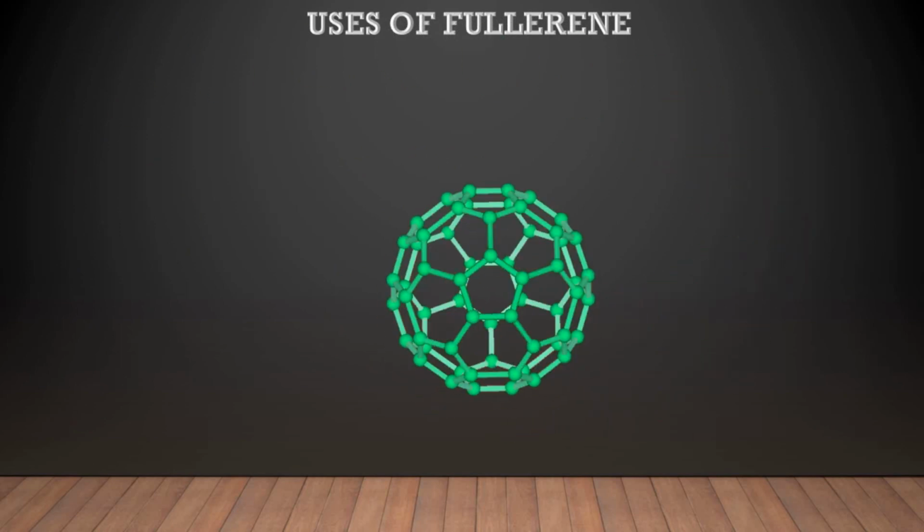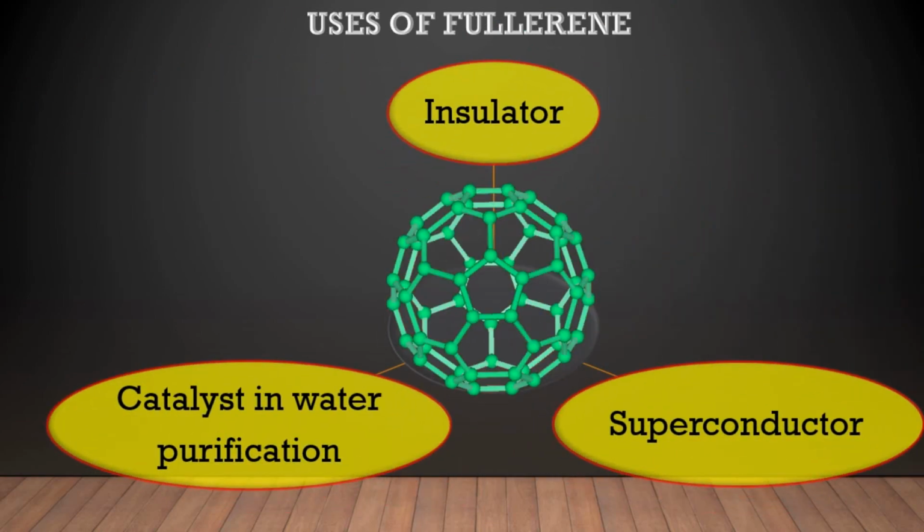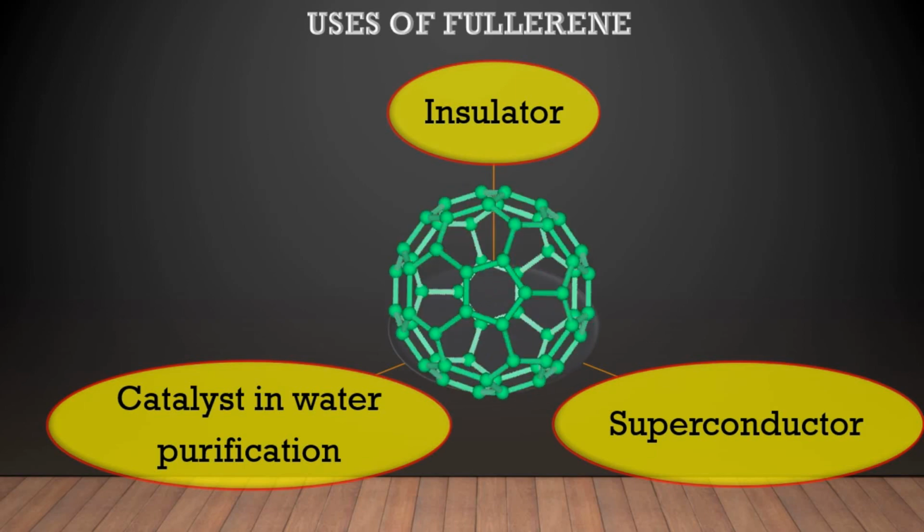Let us discuss various uses of fullerene. Fullerene is used as an insulator. Presence of free electrons in fullerene could contribute to conducting electricity. Though the free electrons are present in the molecule of fullerene, they are held by weak forces. Hence, their movement is inhibited. As a result, fullerene doesn't conduct electricity.